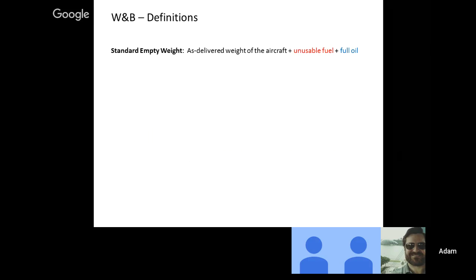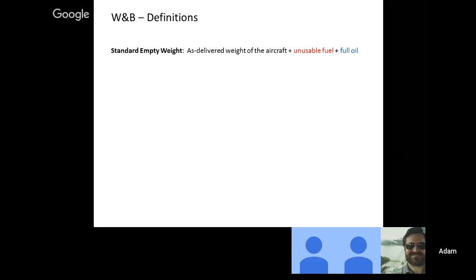And by the way, these weights are all certificated. So when you go into your aircraft handbook, your pilot's operating handbook, all of these weights can be found. And after I clear these definitions, we'll go over to a pilot's operating handbook, and we'll look at the different weights for the aircraft.